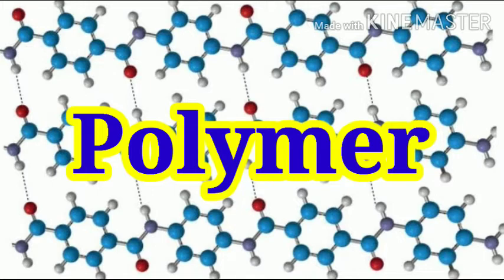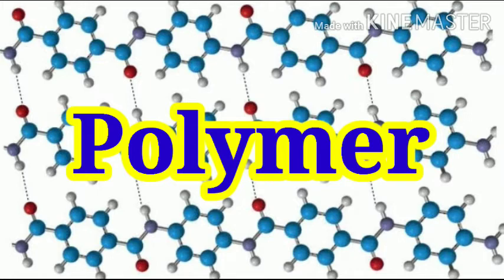So poly means many, as we know that mono means one, di means two, tri means three, tetra means four. In the same way, poly means many. So a polymer is where many parts or many units are joined together, connected together strongly. Those objects are known as polymers.